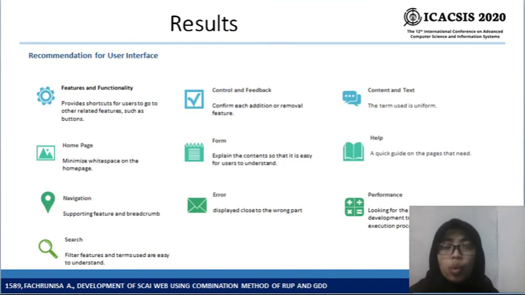With the questionnaire for the usability survey in the beginning, we can take 10 categories of recommendations for user interface, that are feature and functionality, homepage, navigation, search, control and feedback, form, error, content and text, help, and performance. You can see the recommendations in the slide.